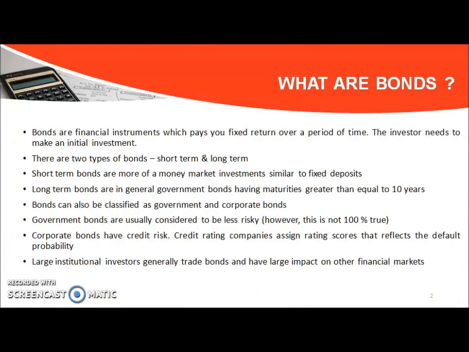What are bonds? Bonds are financial instruments which pay you a fixed return over a period of time. The investor needs to make an initial investment. There are two types of bonds, short-term and long-term. Short-term bonds are more of a money market instrument, similar to fixed deposits. Longer-term bonds are in general government bonds having maturities greater than or equal to 10 years.